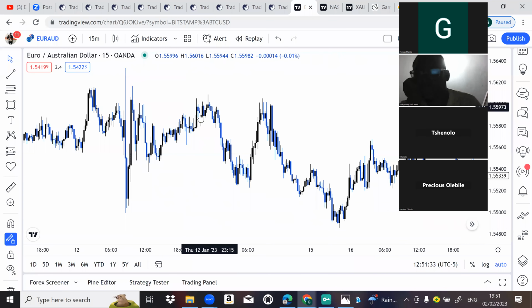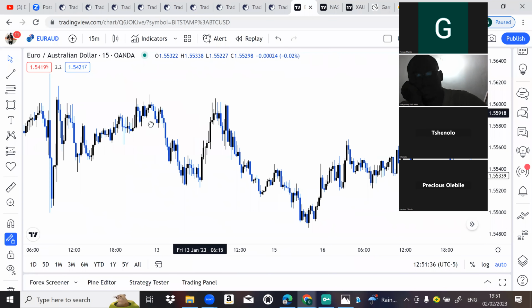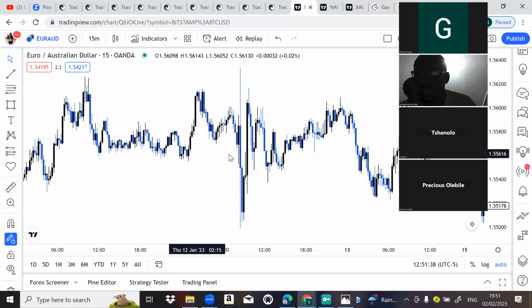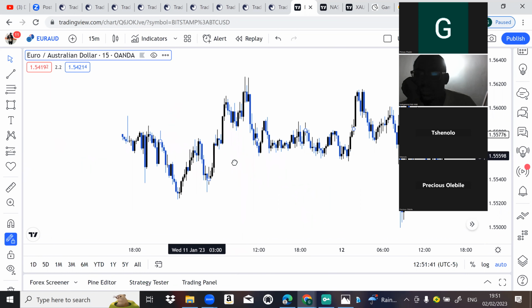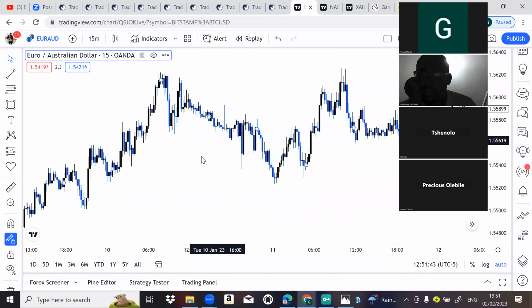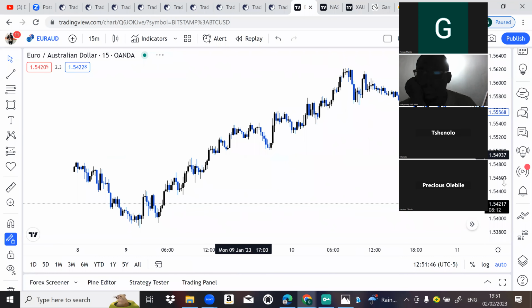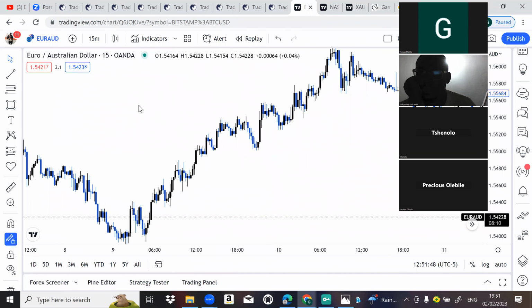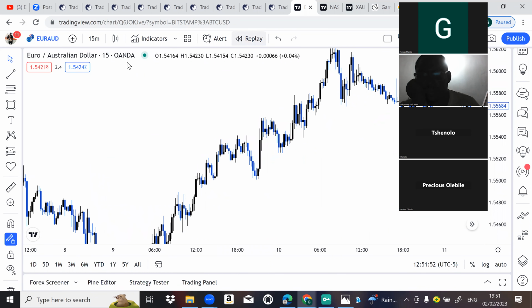So let's try this one. No, this one is not a high probability setup. So what about the setup? Oh, this one is B. So let's use this one.